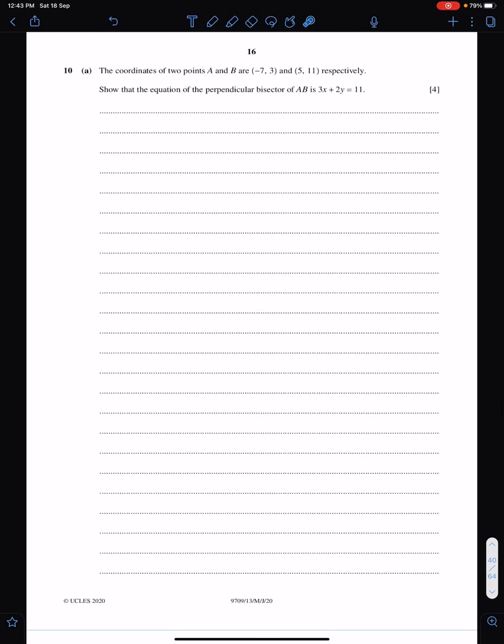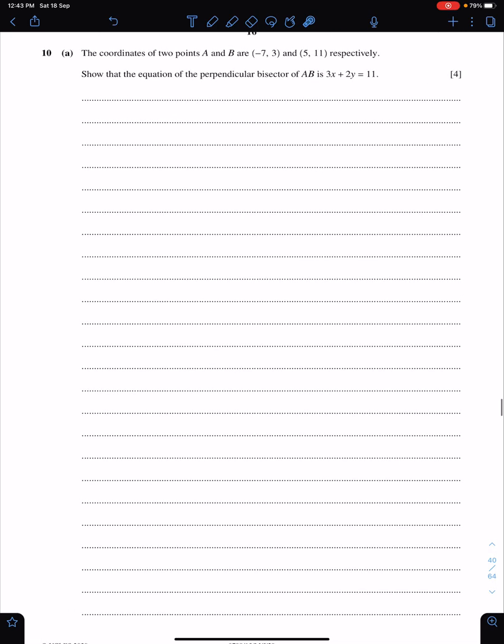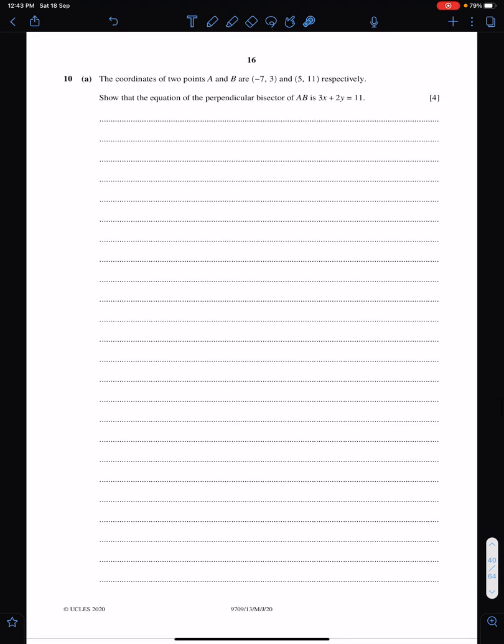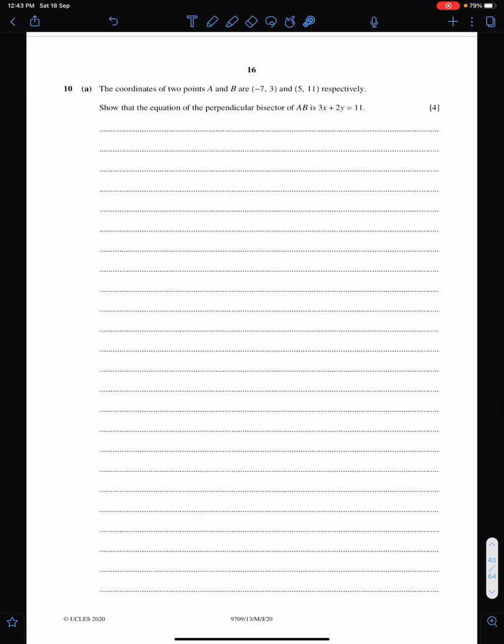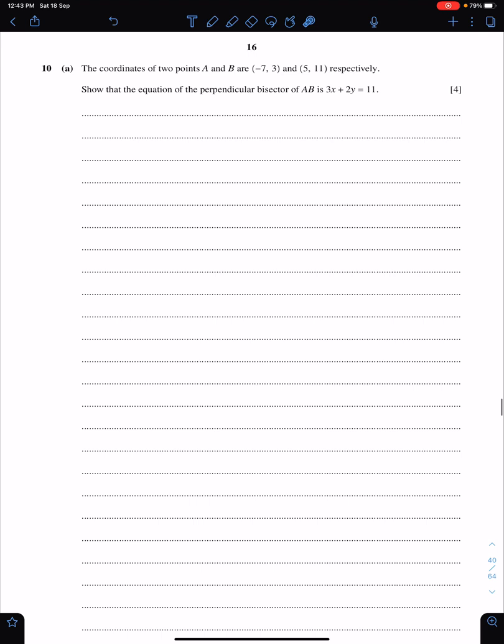Next question is June 20, paper 1-3. So the first part of this question: the coordinates of 2 points A and B are given; show that the equation of the perpendicular bisector is this. This is so simple.